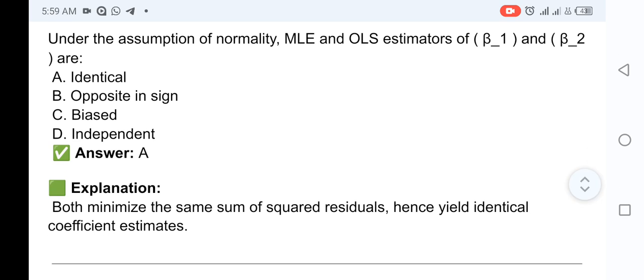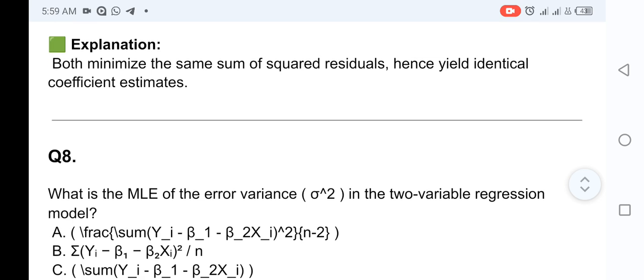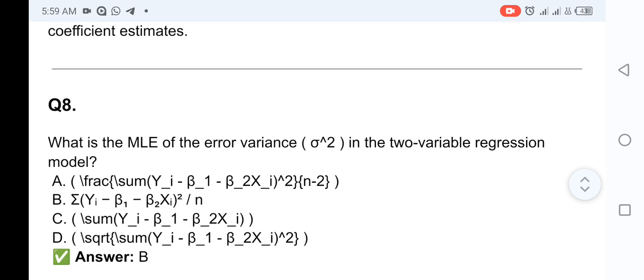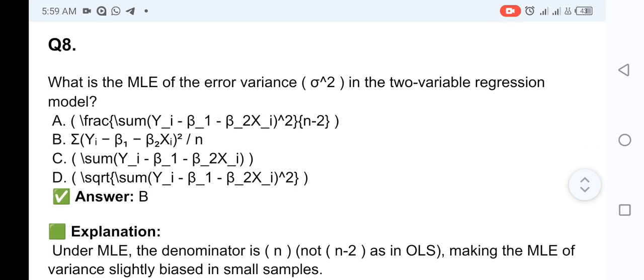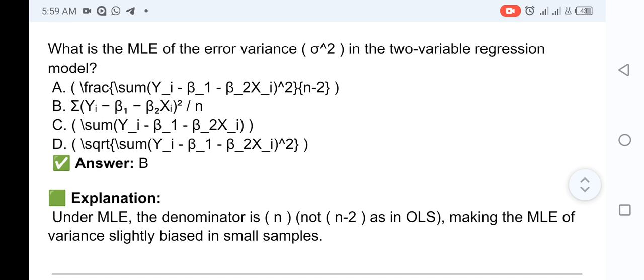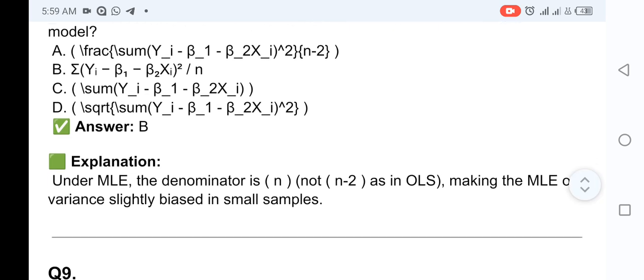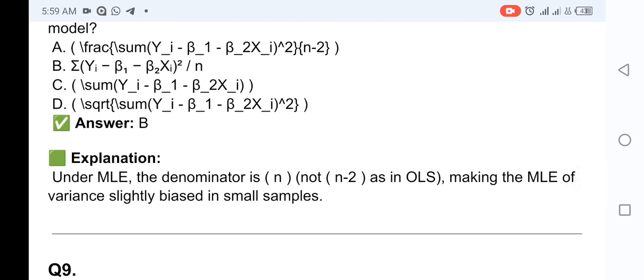Q8. What is the MLE of the error variance σ² in the two-variable regression model? A. Σ(y_i − β_1 − β_2 x_i)² / (n − 2). B. Σ(y_i − β_1 − β_2 x_i)² / n. C. Σ(y_i − β_1 − β_2 x_i) / n. D. √Σ(y_i − β_1 − β_2 x_i)². Answer B.